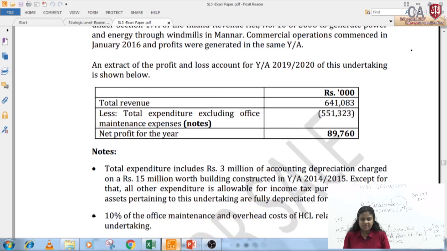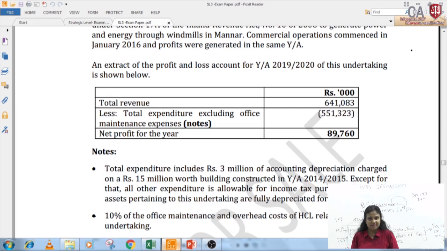Notes: total expenses include rupees 3 million of accounting depreciation, charged on rupees 15 million worth of building constructed in year of assessment 14-15. Except for that, all other expenditure is allowable for income tax purposes. All other assets pertaining to this undertaking are fully depreciated for tax purposes.